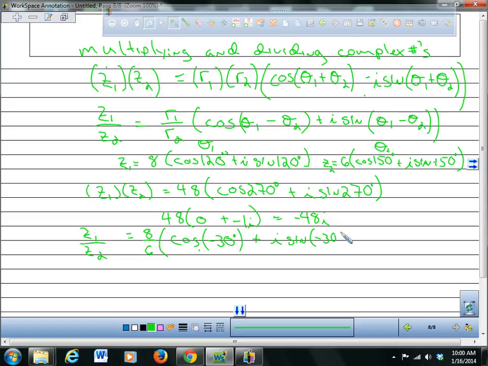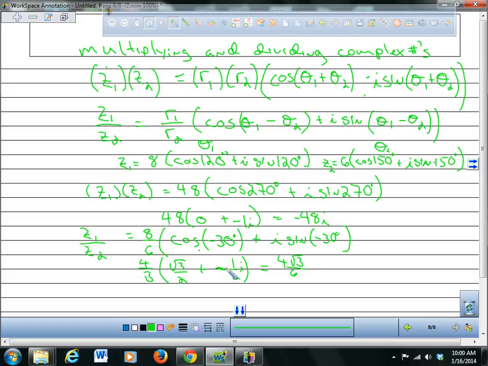And this one doesn't come out to be a nice, neat, even one like that. This comes out to be 4/3. Cosine of negative 30, I think, is positive root of 3 over 2. Yes? And i sine of negative 30 is negative 1/2. Good. And if I wanted to simplify that, that becomes 4 root of 3 over 6. Whoops, I forgot my i part. Don't forget your i's.